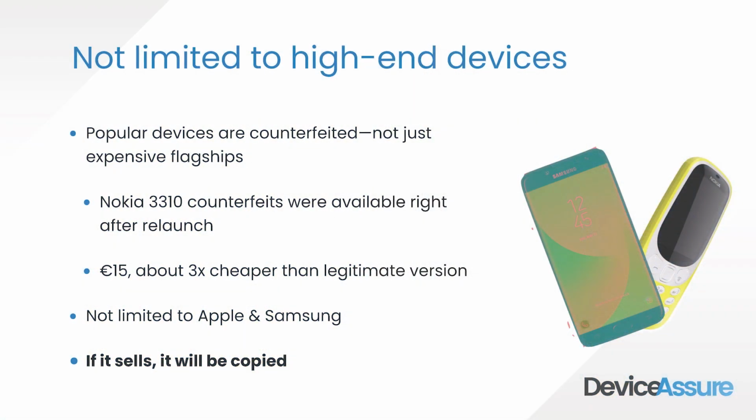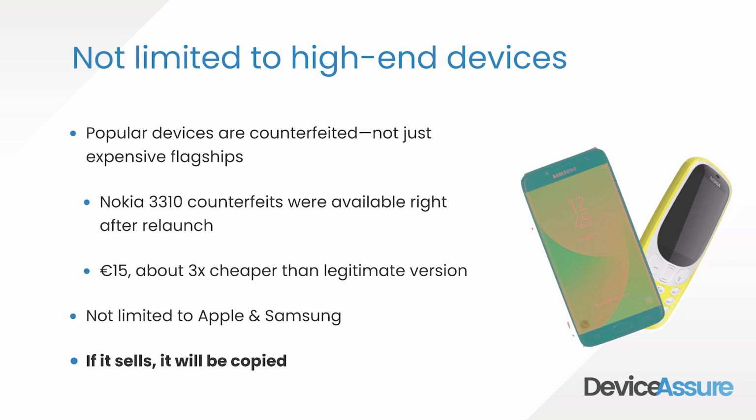The Nokia 3310 that you see there was announced at MWC here 2 years ago, and it was available within weeks in the online marketplaces. And even though this device was cheap, it was 50 euros, the counterfeit was even cheaper again. It was 15 euros, even though it included extra features. So cheap devices will be counterfeited as well.